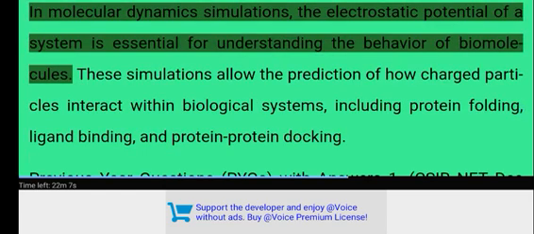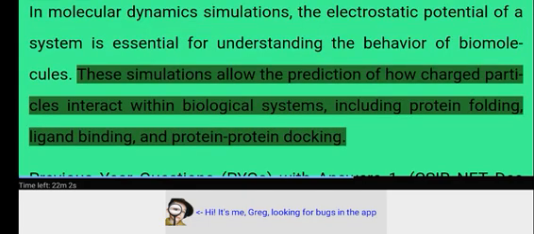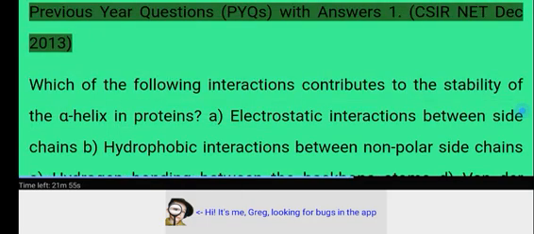In molecular dynamics simulations, the electrostatic potential of a system is essential for understanding the behavior of biomolecules. These simulations allow the prediction of how charged particles interact within biological systems, including protein folding, ligand binding, and protein-protein docking.